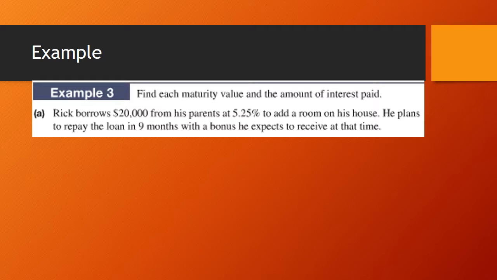Let's try an example. Rick borrows $20,000 at 5.25% interest. He plans to repay in 9 months. What is the maturity value? In other words, what does he pay at the end of that time? And how much of that is interest? Pause the recording, give the problem a try, and then resume the recording to check your answer.